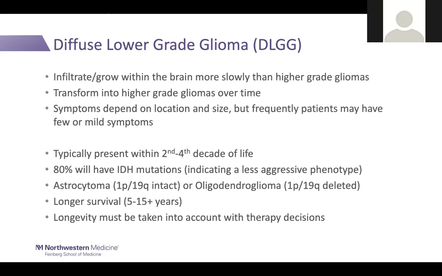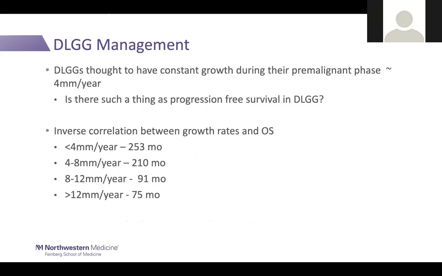So we have to think about people's longevity in treatment decisions, because if we make a decision now, it has significant impacts 5, 10, 15 years down the line. So these are tumors that we have to be a bit more nuanced with how we approach. Not everyone is the same. These are tumors that tend to grow slowly, especially before they become aggressive.